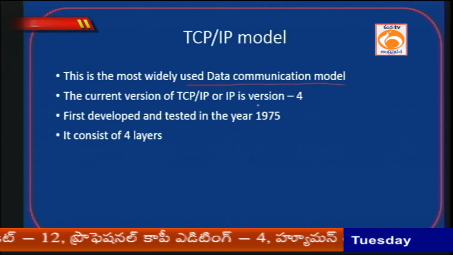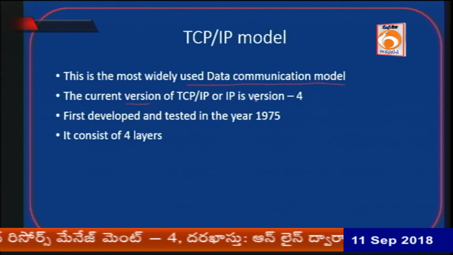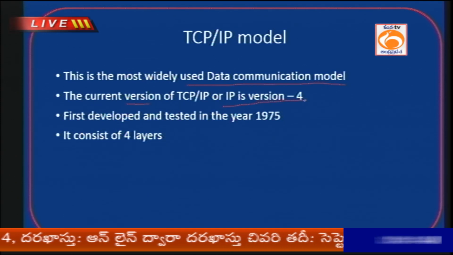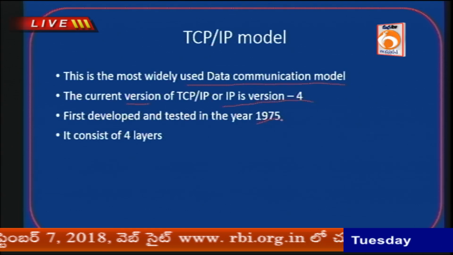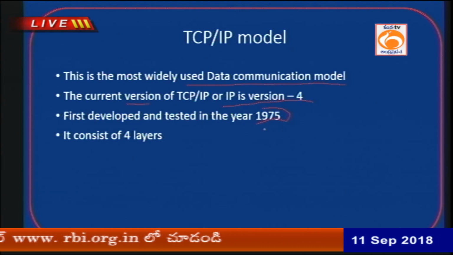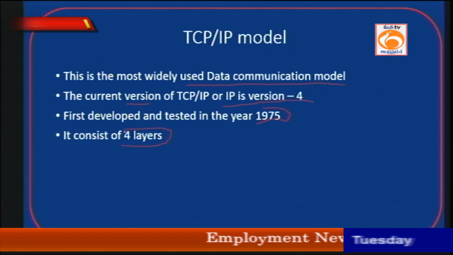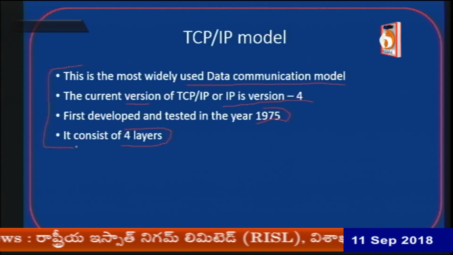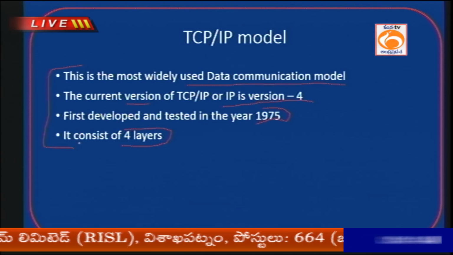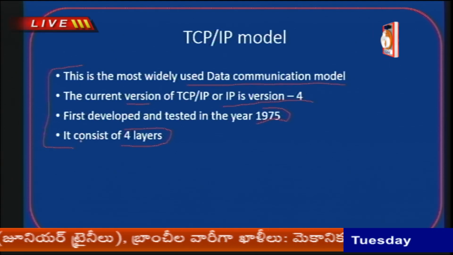Every operating system supports the TCP/IP model. The current version of TCP/IP is IP version 4, or TCP/IP version 4. This was first developed and tested in the year 1975 and became operational in 1981. It consists of 4 independent layers, unlike the OSI model, which consists of 7 independent layers. And without this TCP/IP protocol, we would not be able to access the internet, we would not be able to have any type of data communication. So, this is the most important type of protocol.